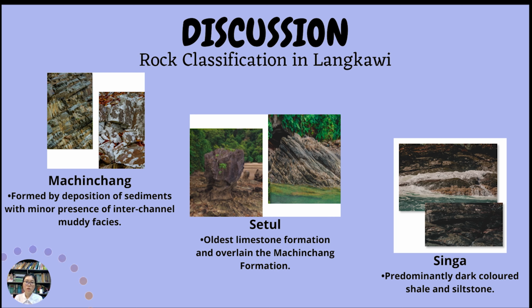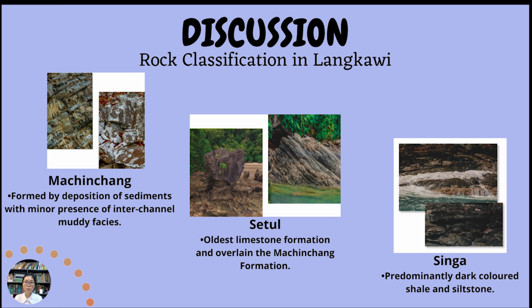Machinchang Formation is the oldest rock formation in Langkawi that underwent various types and phases of deformation and metamorphism. In Langkawi, the Machinchang Formation was formed by deposition of sediments with minor presence of interchannel muddy phases. It was then overlain by shallow marine sandbar deposits, which eventually became deeper before the deposition of limestone took place.